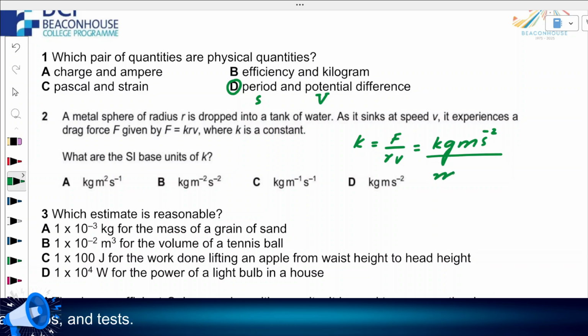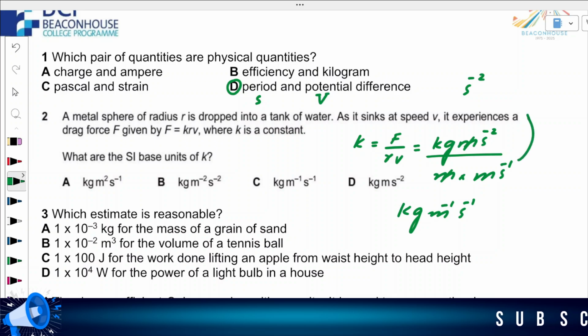So radius is meters. Speed is m s^-1. We are left with kg here. One of the meters is cancelled out. The one at the bottom shifts upstairs, so m^-1. And s^-2 plus 1 would be, because this one would be shifted upstairs, it would be plus 1. So kg m^-1 s^-1. Let's move on to the next one.